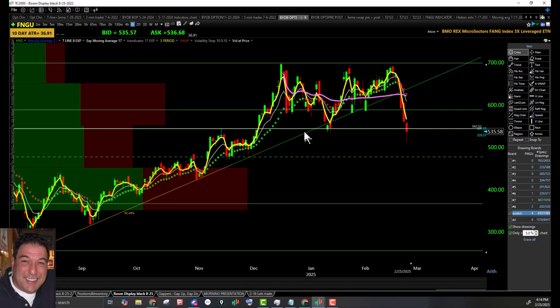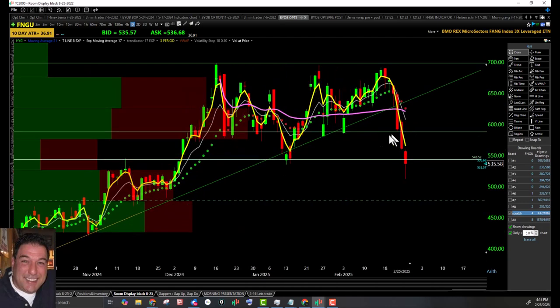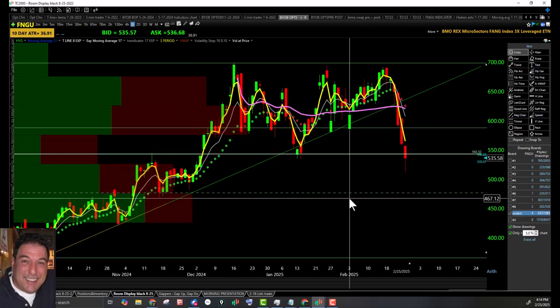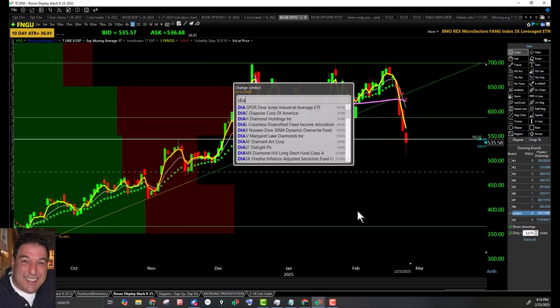That's what I see. So price action underneath the uptrend line, underneath the all-time high anchored VWAP. Again, just like SPY and QQQ, all right, underneath the bearish trap and underneath the 17 EMA. All right, let's go take a look at Diamond Dow.